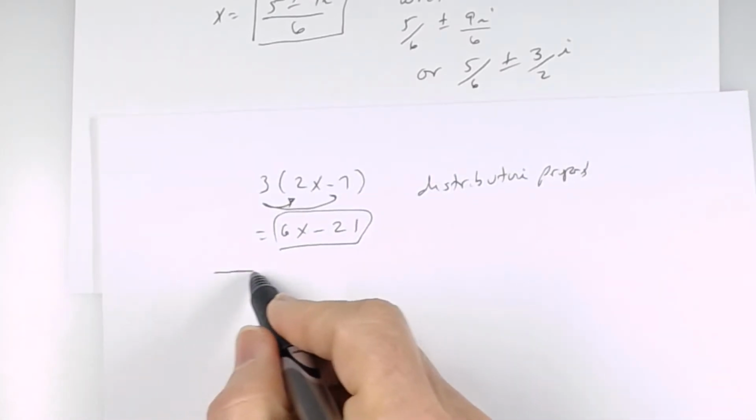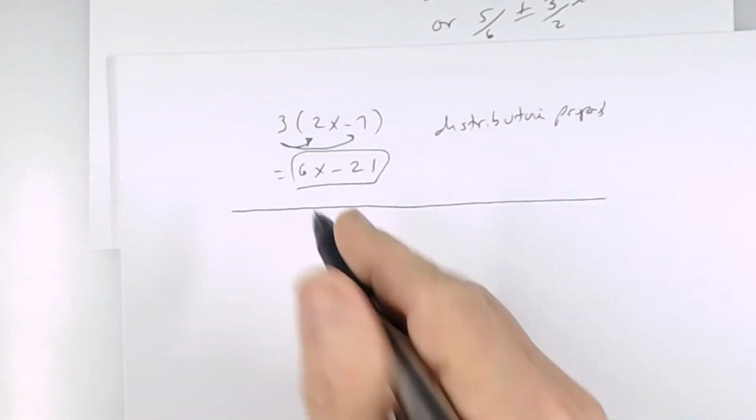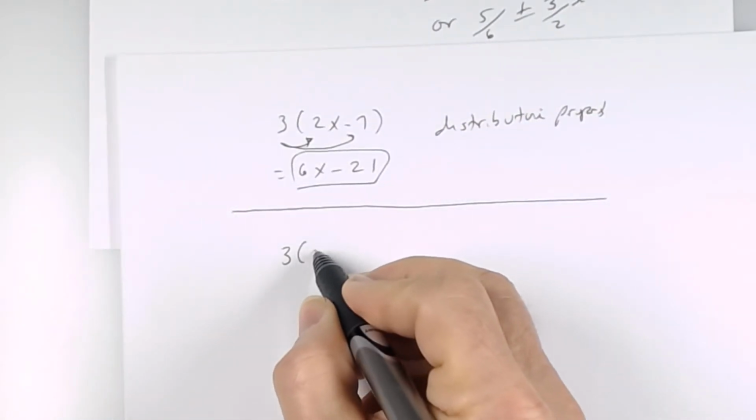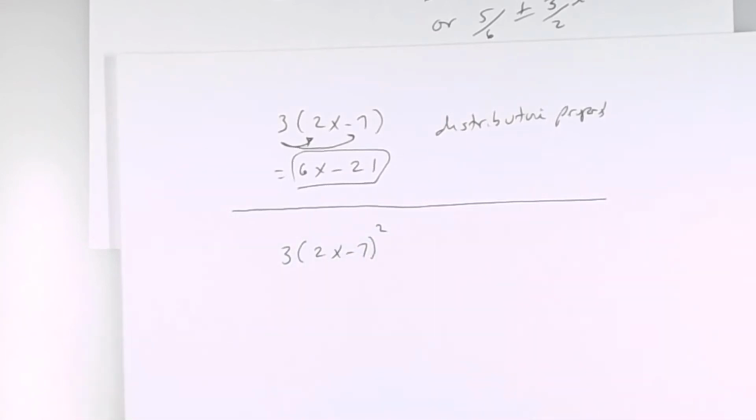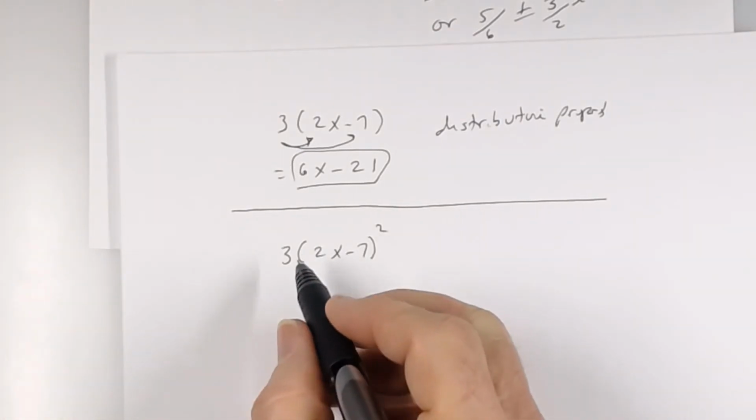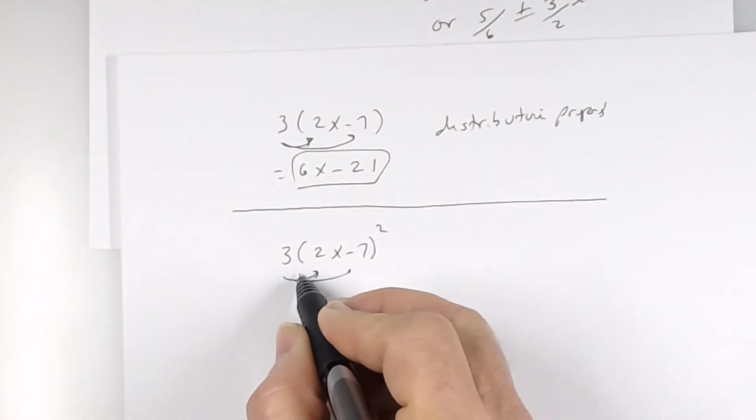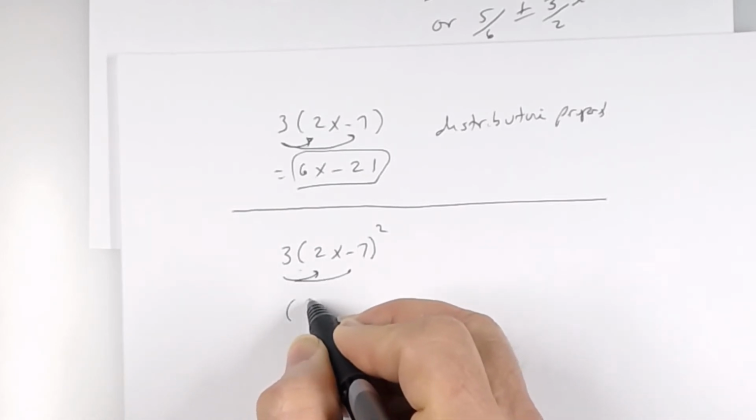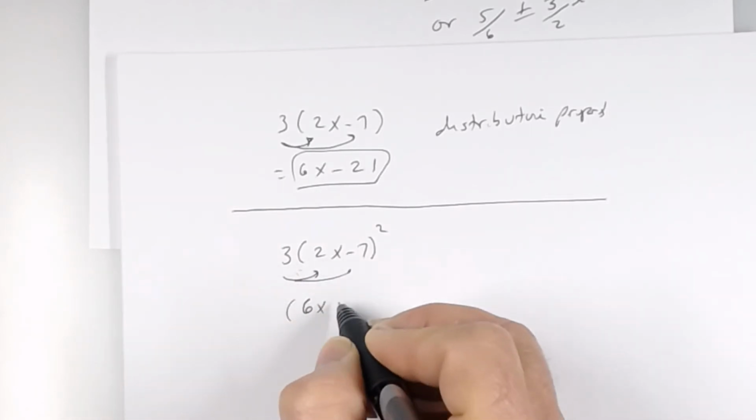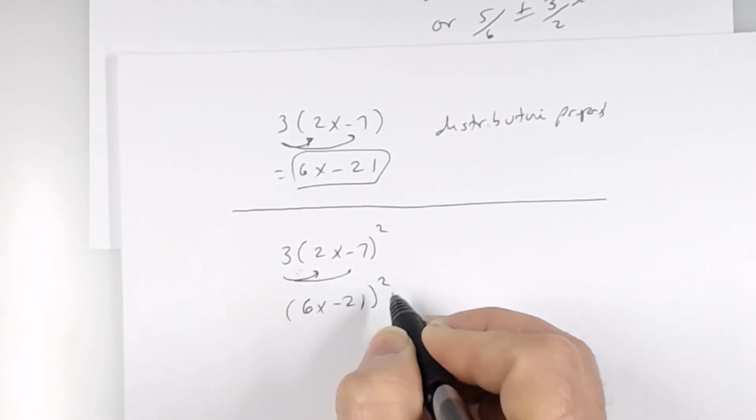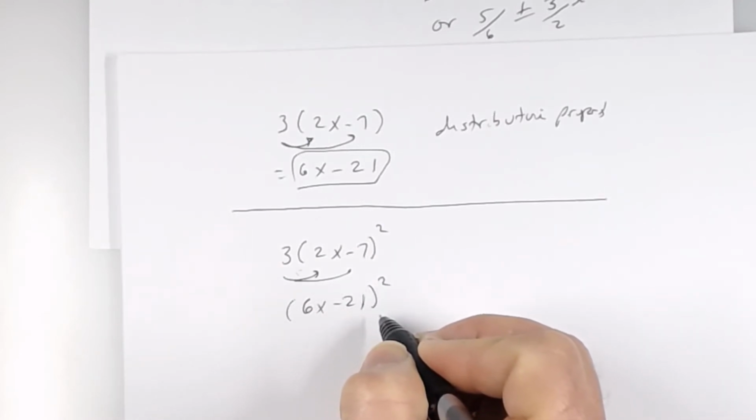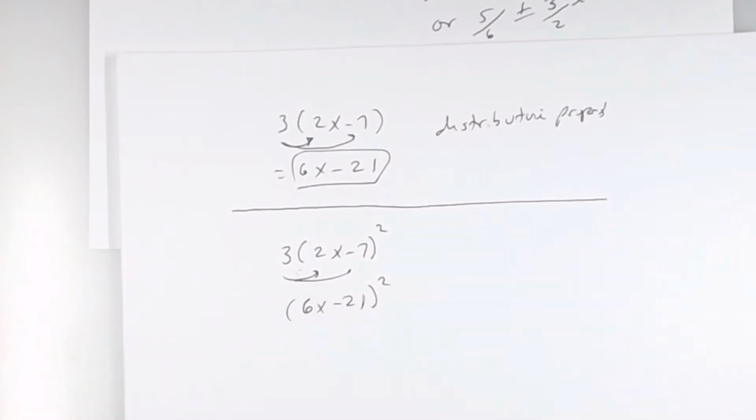But if I had this, 3 times 2x minus 7 squared. So some of you said do the distributive property, right? Okay, let's do that and see what happens. If I do the distributive property, I get 3 times 2x is 6x, and then minus 21, and that's being squared, right? Y'all agree? Well, let's go ahead and square this binomial and see what we get.